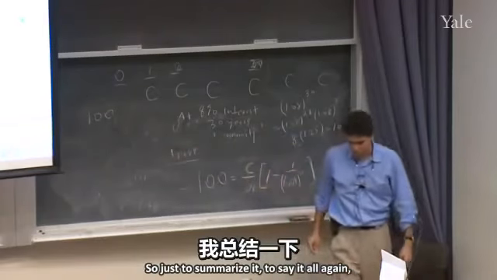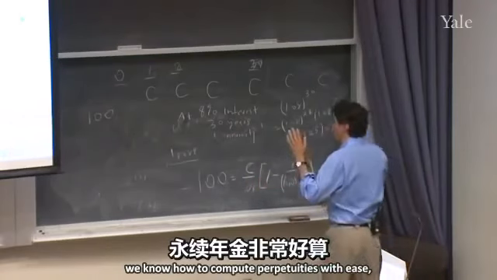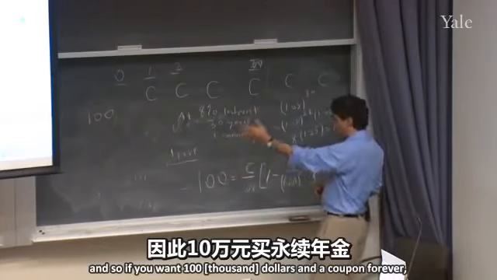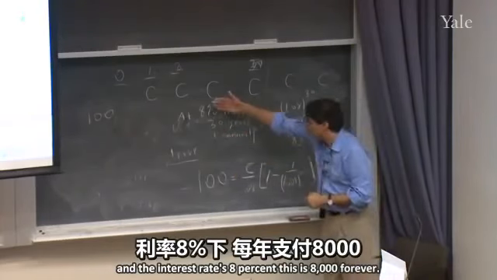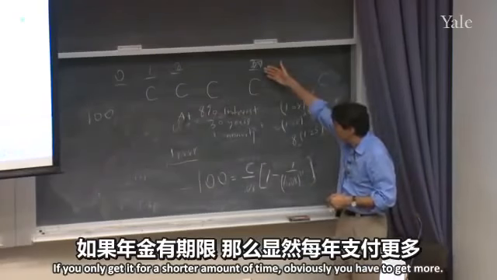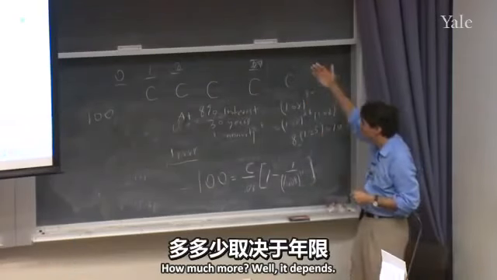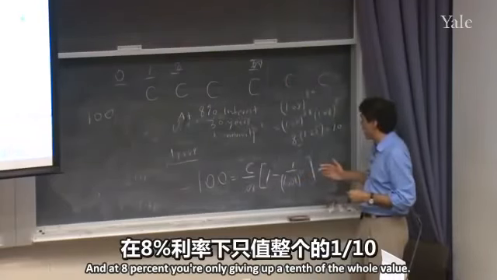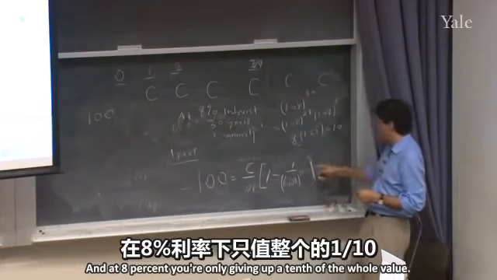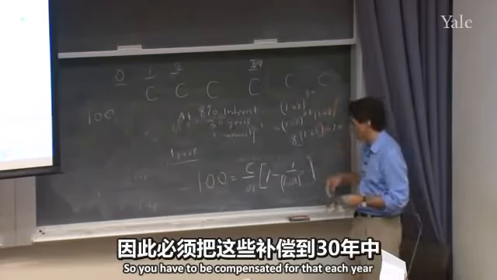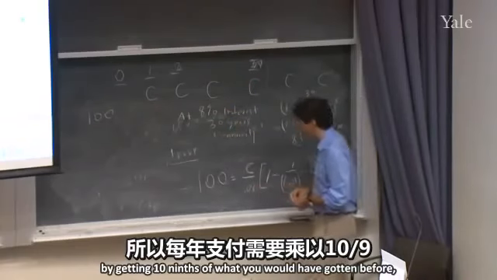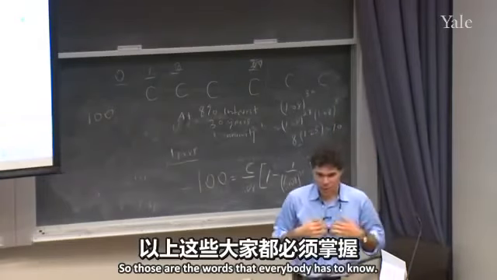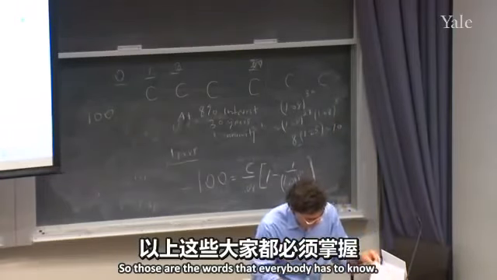Okay, so just to summarize, we know how to compute perpetuities with ease. If you want a $100 coupon forever and the interest rate's 8%, that's just $8,000 forever. If you only get it for a shorter amount of time, obviously you have to get more. How much more depends on how much you're giving up at the end. And at 8%, you're only giving up 1/10 of the whole value. So you have to be compensated for that each year by getting 10/9 of what you would have gotten before. So we're up to 8,888.